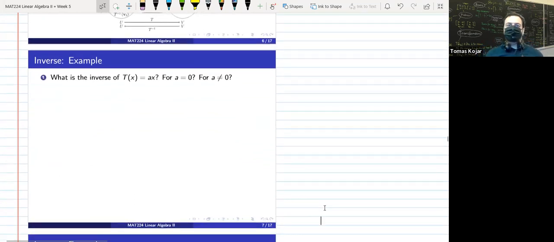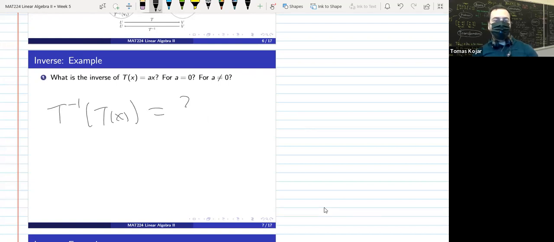Yeah, let's do some examples just to get some practice. So can somebody tell me here or in the chat, what's the inverse of T of x? So what will give you x? Any ideas? Good. So if a is 0, let's start with the easy one. If T of x is the 0 map, what is its inverse?